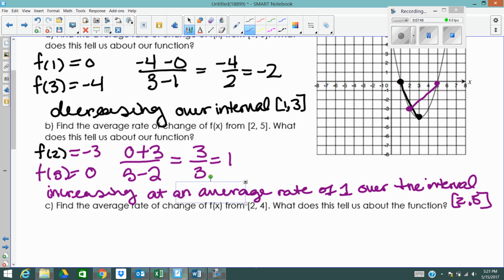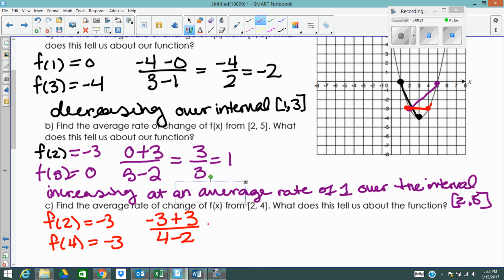C, find the average rate of change of f of x from 2 to 4. What does this tell you about your function? So now we want to evaluate the function at 2, which is -3, and evaluate the function at 4, which is also -3. So again, we're finding the average rate of change over that interval. So we have f of 4, which is -3, minus f of 2, which is -3, so plus 3, all over 4 minus 2, which is 0 over 2, which is 0.